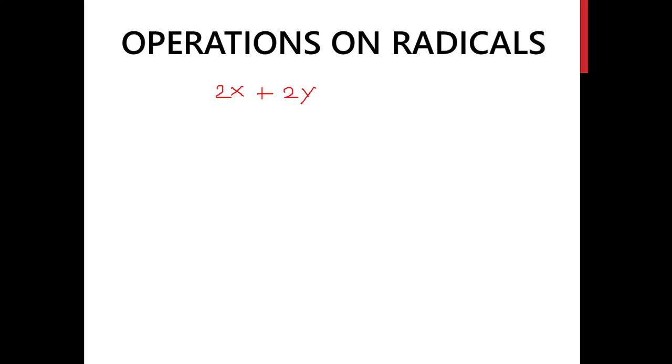Now in polynomials, we can only add or subtract terms if they have the same variables, right? But in this case, 2x plus 2y, each term does not have the same variable, so the result for this one is 2x plus 2y, right? But if I have here 2x minus x, this one we can subtract the two terms because they have the same variable.